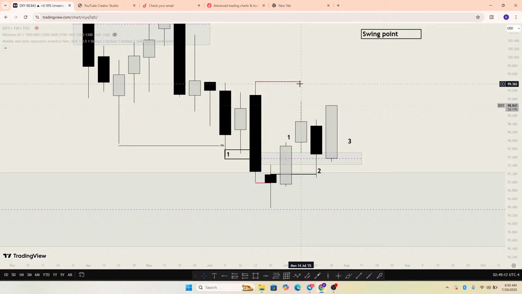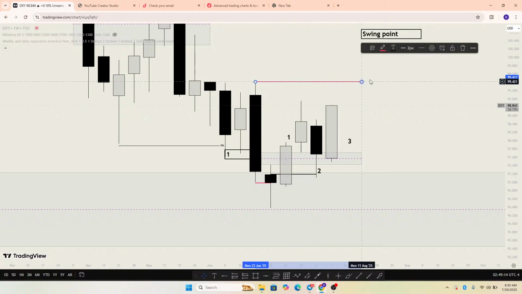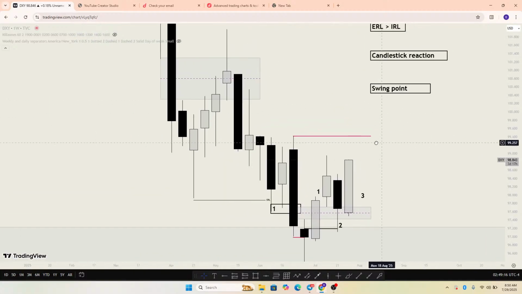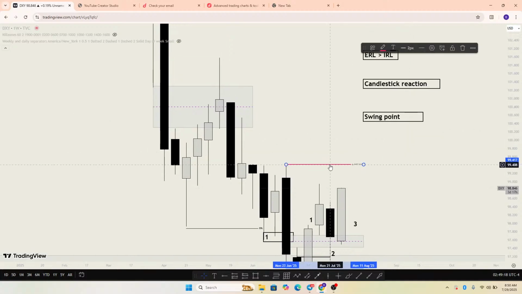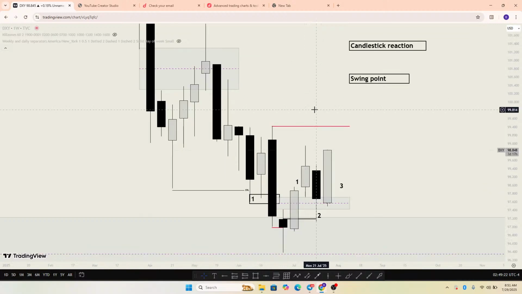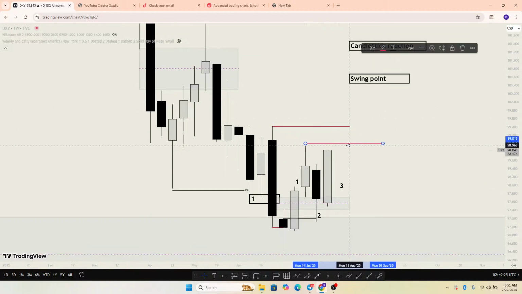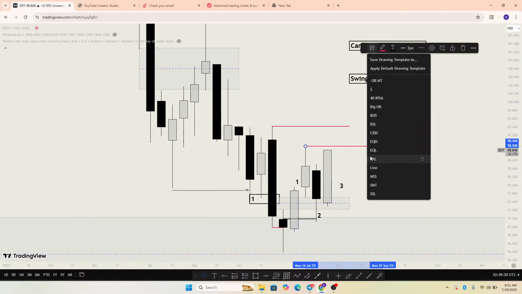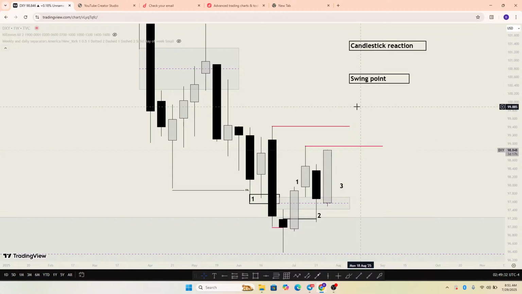And where will be our draw on liquidity? This high will be our draw on liquidity, and then this high will be our draw on liquidity as well. So you also have this high as our first draw on liquidity. So this particular level will be our draw on liquidity. So we know that the weekly direction is bullish.